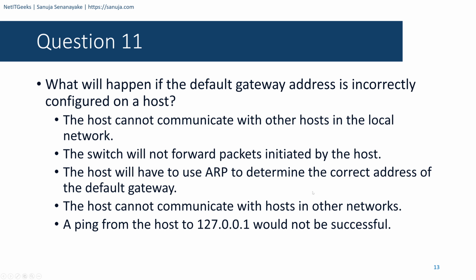Then you're left with a bunch of other answers, and the answer to this question is that the host cannot communicate with hosts in other networks. It can communicate with the devices within the same network, so they can ping each other. It can communicate with other devices in the same network or subnet, but it cannot go out and reach, for example, the internet, because it doesn't have the correct default gateway.